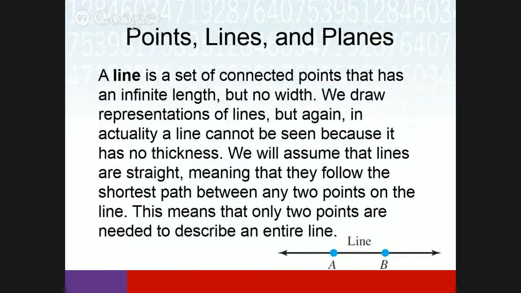With points, the next thing we have is a line, which is a set of connected points between 2 points. A line has infinite length. The line goes on forever. So these points can move anywhere on this line, right? They can go left and right. We'll assume that lines are straight, meaning that they follow the shortest path between any 2 points.